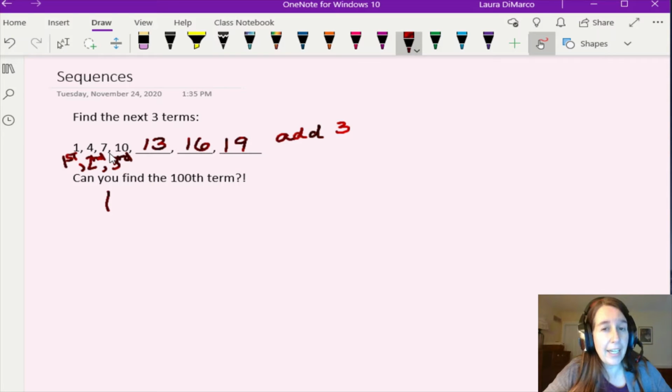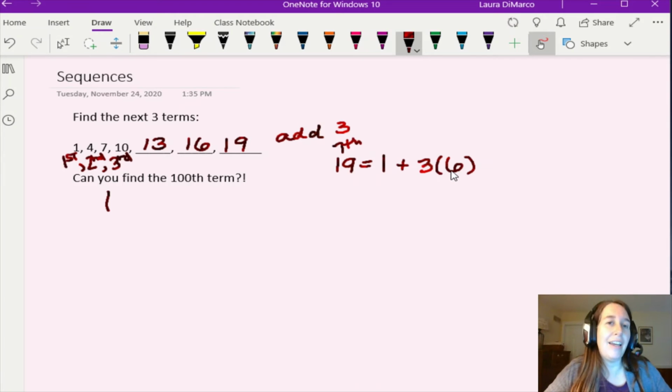So see if that continues, right? Let's look at 1, 2, 3, 4, 5, 6. The last term we found was the 7th term. So can we get 19 by taking 1 and adding 3 how many times? Once, twice, 3, 4, 5, 6 times, okay? So 19 is the 7th term, and we're adding 3 six times, 1 less than the term. And that's right, because 1 plus 18 does equal 19.